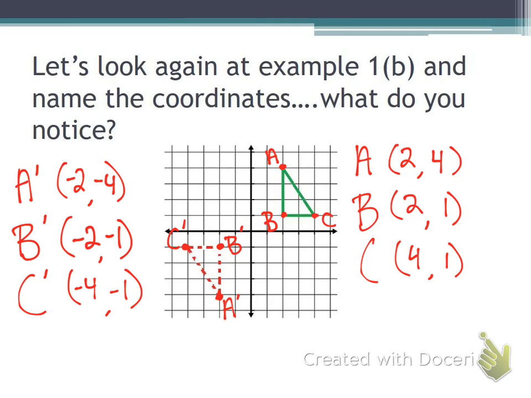What do we notice about them? Both X and Y change signs. So we have the opposite of each of these. Now we have different types of rotation, so we have different rules for those different types, much like we did with the reflections. But this is one type of rotation where we just negate both coordinates to get our rotation. Questions before we keep going?